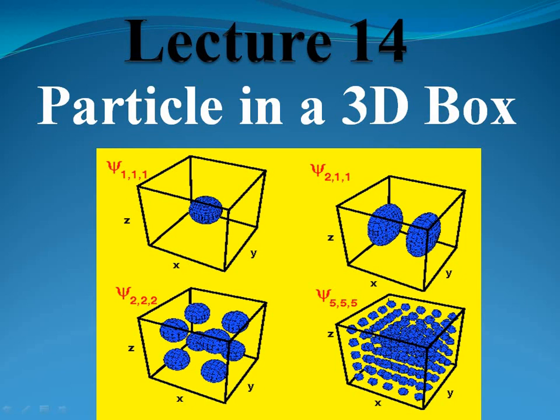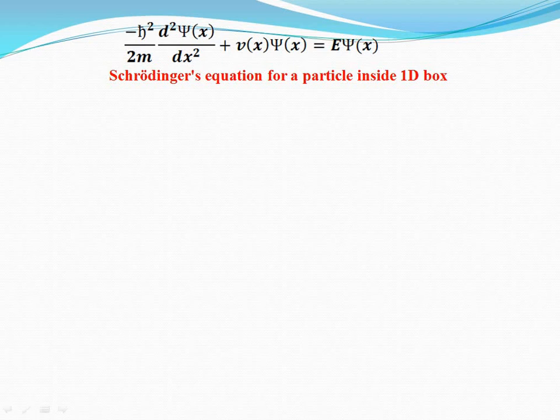Welcome back to all. So this is the 14th lecture on quantum mechanics, and in this lecture I will talk about the particle in a three-dimensional box system. In my earlier lecture I gave a brief introduction about a system called a particle inside a one-dimensional box, and in that lecture I derived the Schrodinger's equation for that system, where the particle resides in a one-dimensional box.